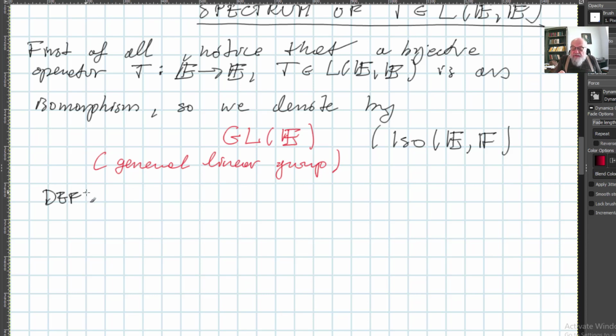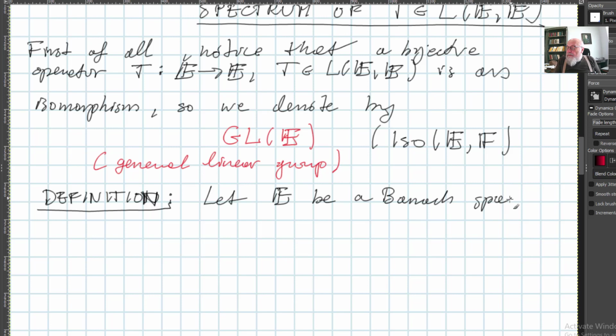So the definition of the spectrum. We are doing it only for real vector spaces. So in this case we should understand that similar definitions exist for complex vector spaces, which we don't really need to discuss here. So let E be a Banach space, and T belongs to L(E).